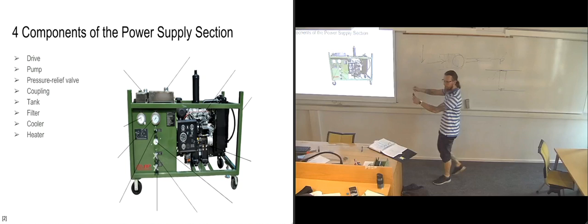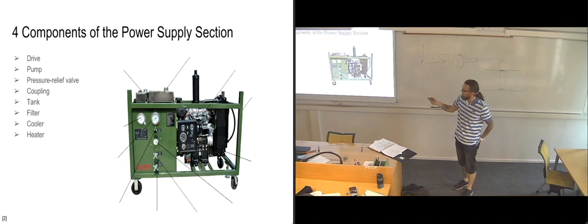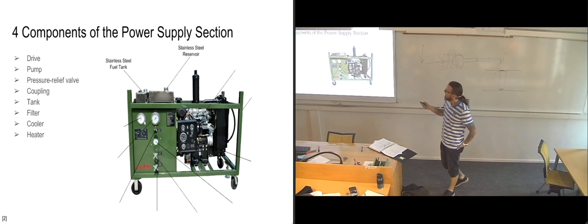And I think this one has a gasoline engine. So you can see the gasoline engine in here, actually. There's the exhaust pipe for the engine. And you have coolers and heaters and tanks and everything in here. I think it is. So, yeah, there's the stainless steel fuel tank on the top there. And there's the stainless steel reservoir. So that's for the hydraulic fluid, the tank for the fluid.